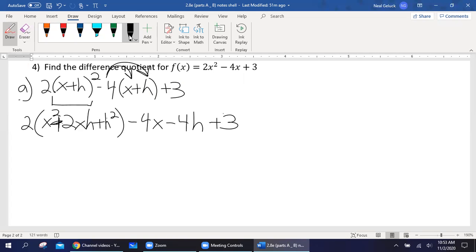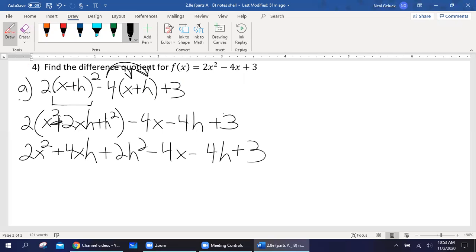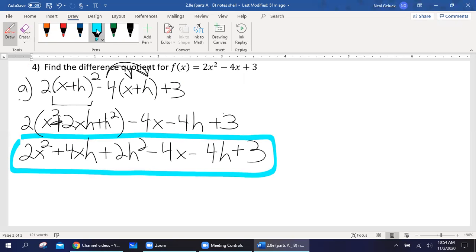I still got some work to do with this. So if I distribute the 2, I get 2x squared plus 4xh plus 2h squared, and I still have minus 4x minus 4h plus 3. Yowzas. Nothing combines. That is the first part. That would represent f of x plus h.